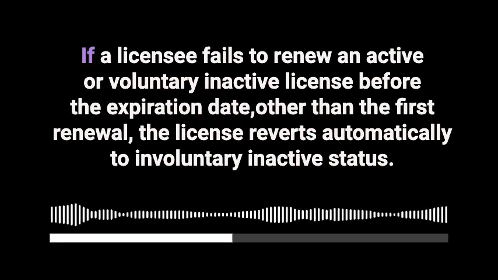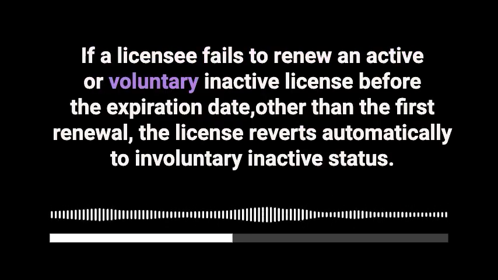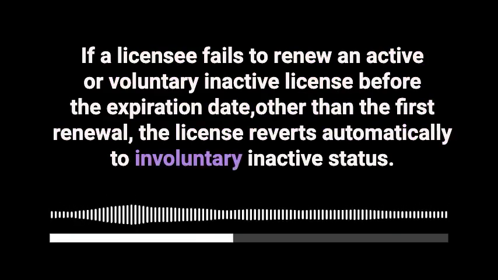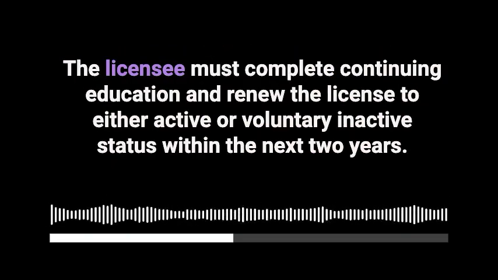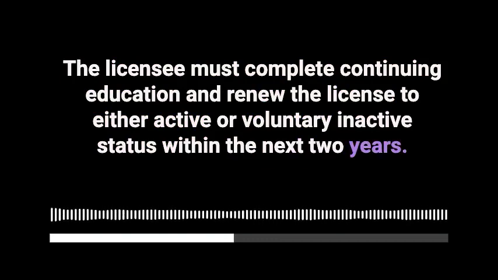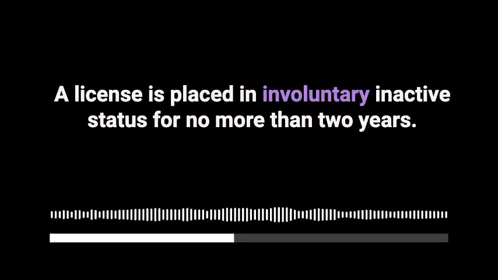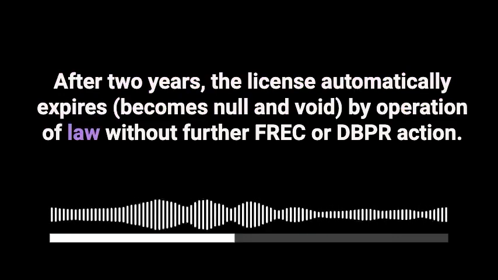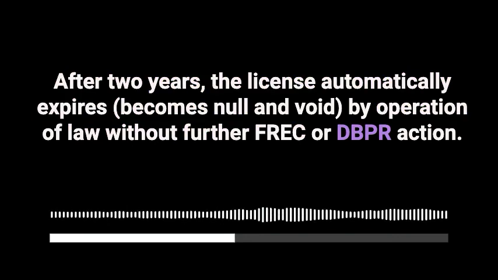Involuntary inactive. If a licensee fails to renew an active or voluntary inactive license before the expiration date, other than the first renewal, the license reverts automatically to involuntary inactive status. The licensee must complete continuing education and renew the license to either active or voluntary inactive status within the next 2 years. A license is placed in involuntary inactive status for no more than 2 years. After 2 years, the license automatically expires by operation of law without further FREC or DBPR action.